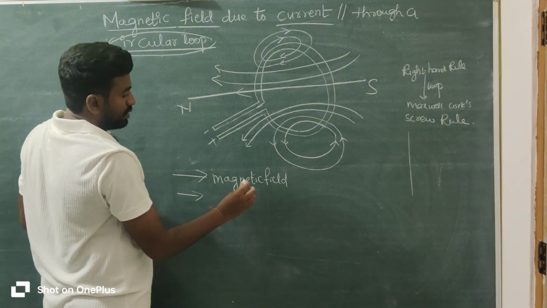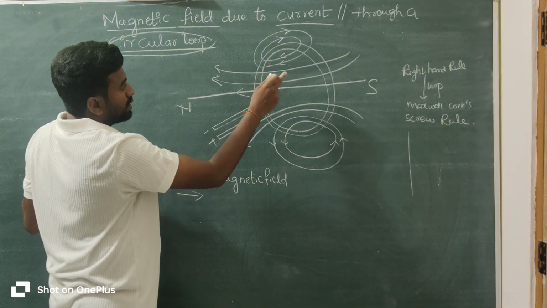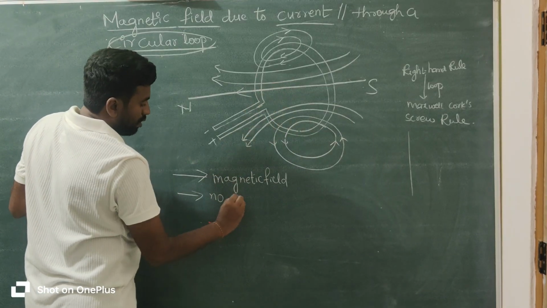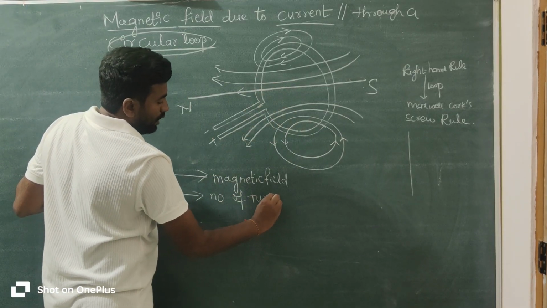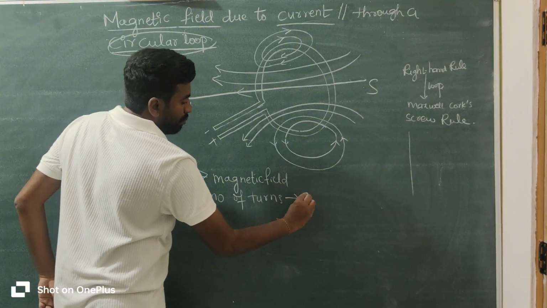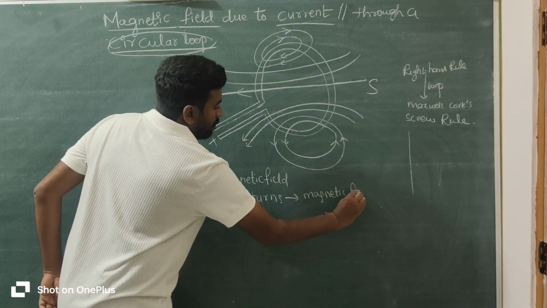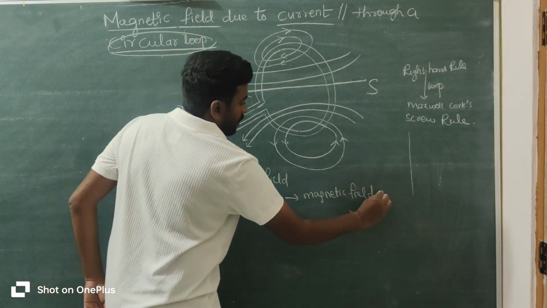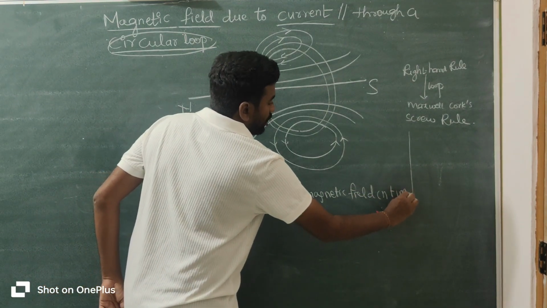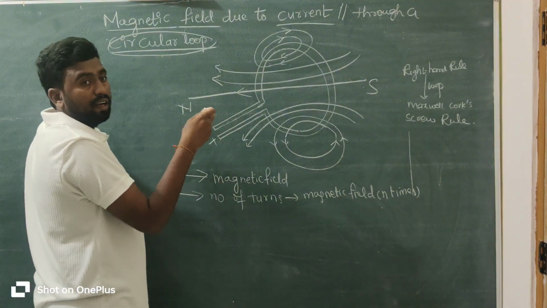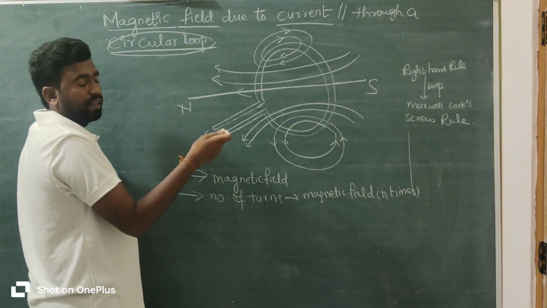And the next point is, if you are increasing the number of turns of the coil, the magnetic field becomes n times. The magnetic field multiplies. If you increase the number of turns of the circular coil, the magnetic field also increases.